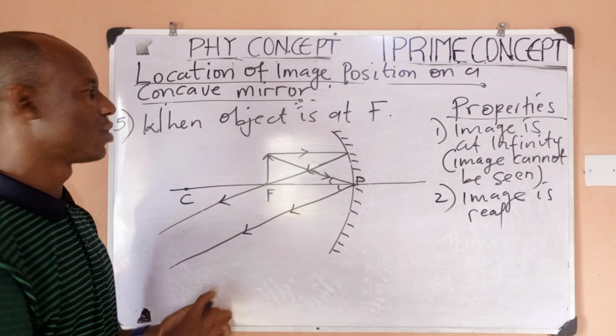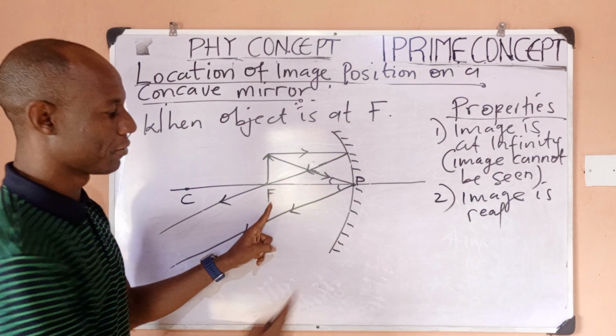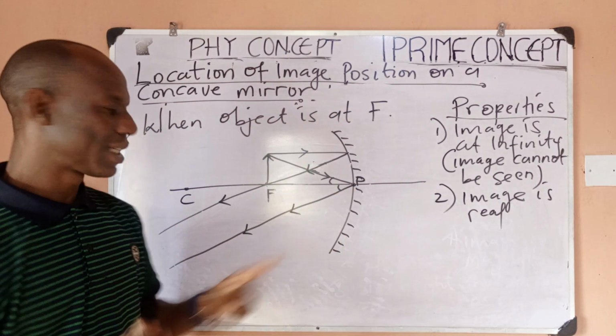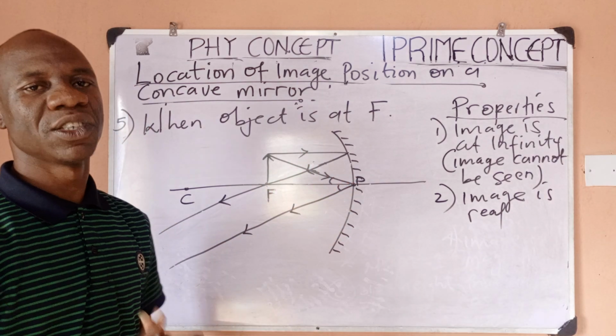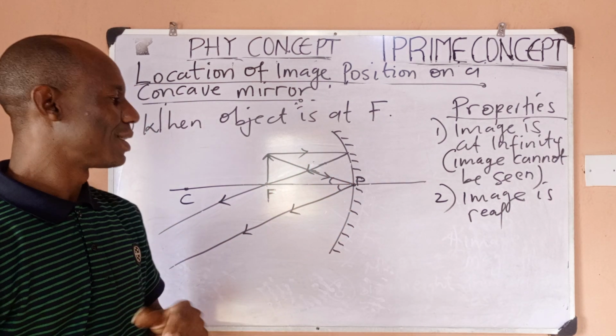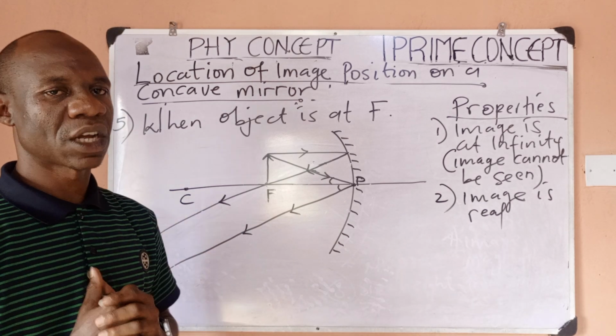In my next video, I'll be looking at when the object is placed between F and the pole. When the object is between the focal point and the pole, that is in between here, where would the image be formed? That will be the next and the last one I'll be doing for your concave mirror. Then we move on to our convex mirror.